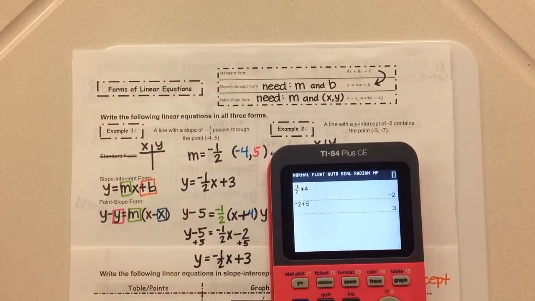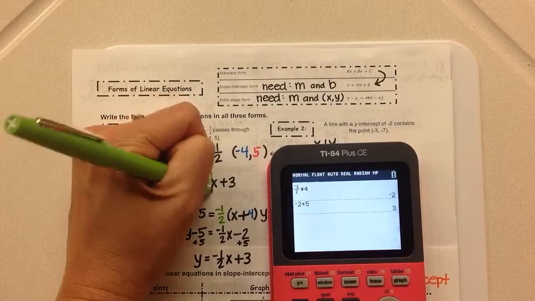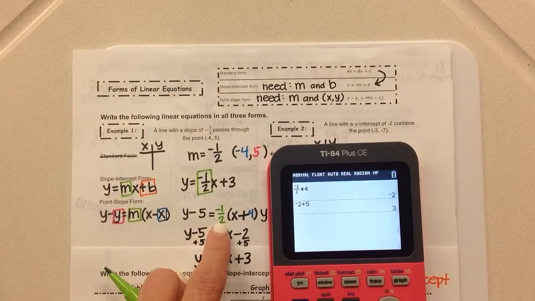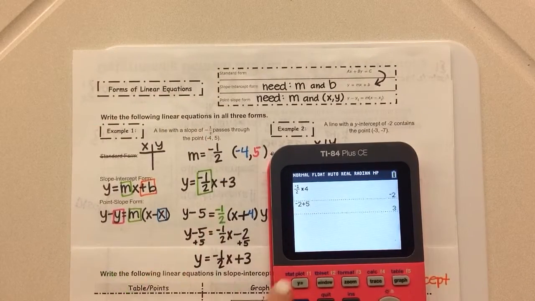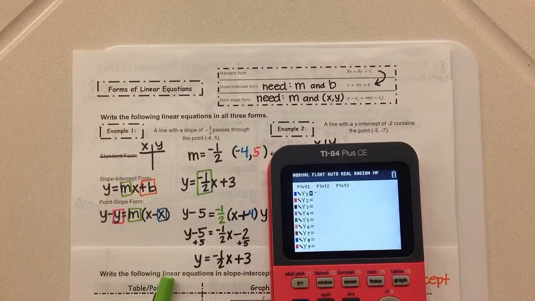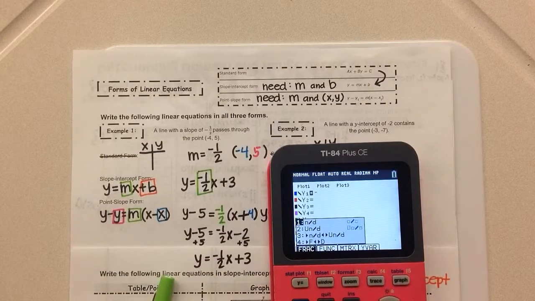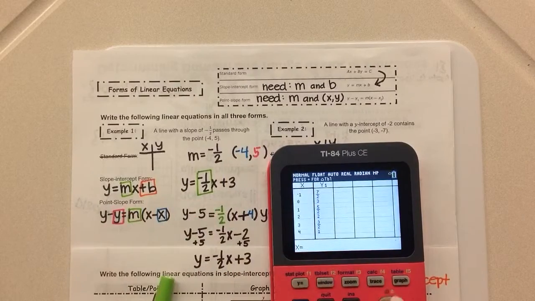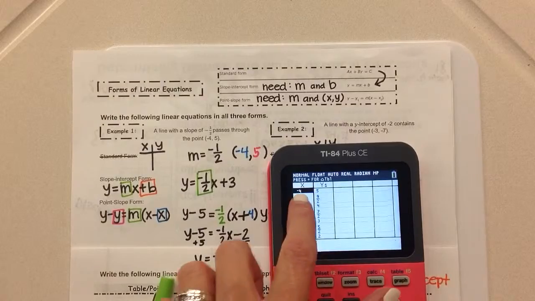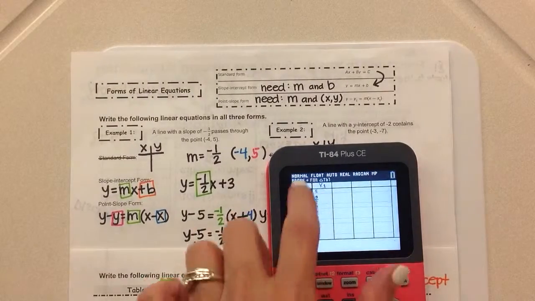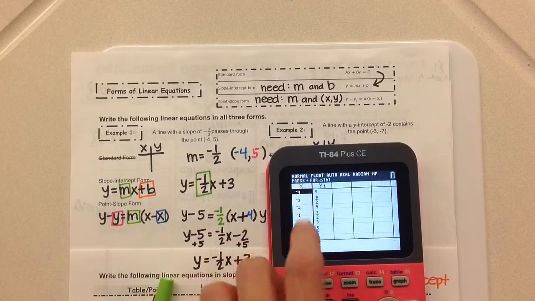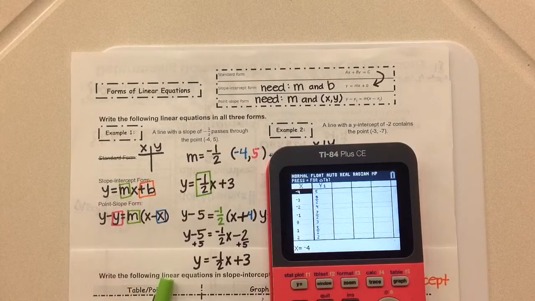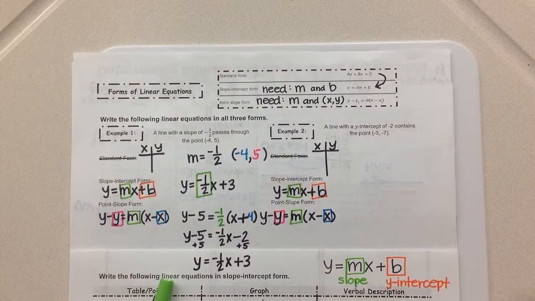If I want to check, my slope should match the slope in the point-slope format. And if I want to go to y equals and check my math, I can type in -1/2 x plus 3, and I can go to my table and make sure that the point (-4, 5) shows up in my table, because these are all whole number x-value ordered pairs that are on that graph line. And you can see (-4, 5) does show up in my table, so I know I got the correct equation.